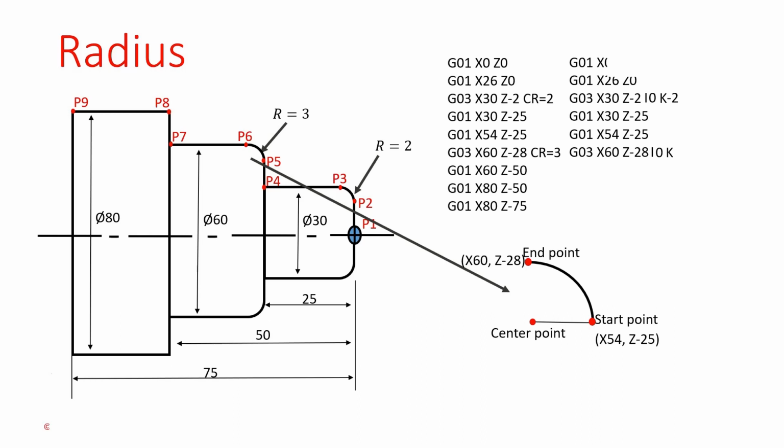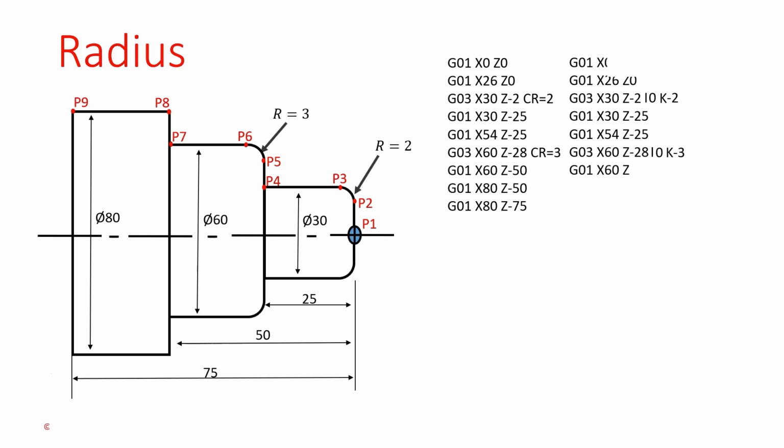From the start point of the radius to the center point of the radius, there is a change in the Z value. How much is the difference between the Z values? The difference in the Z value is minus 3 millimeters. That's why we define the K value as minus 3. Next point value is G01, x60, Z minus 50. The eighth point value is G01, x80, Z minus 50. The last point value is G01, x80, Z minus 75. This is the second method of the radius programming.